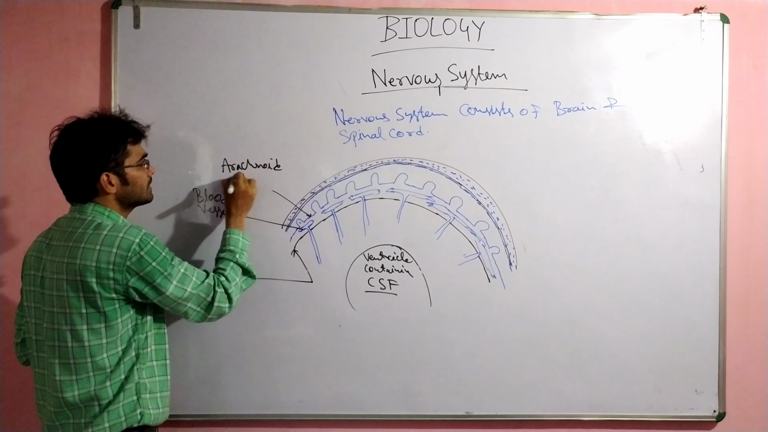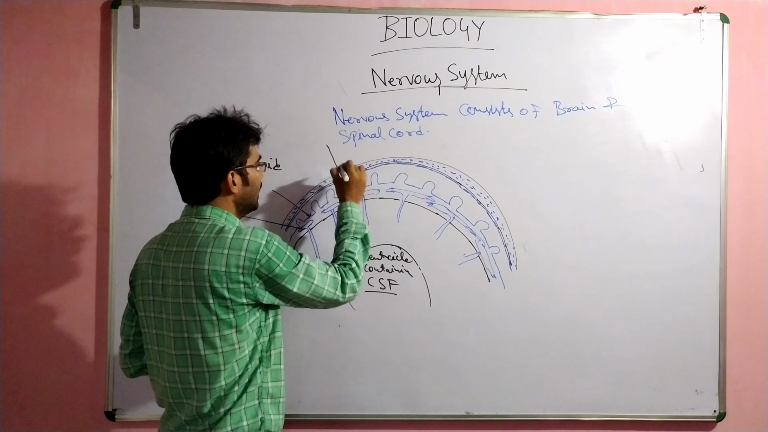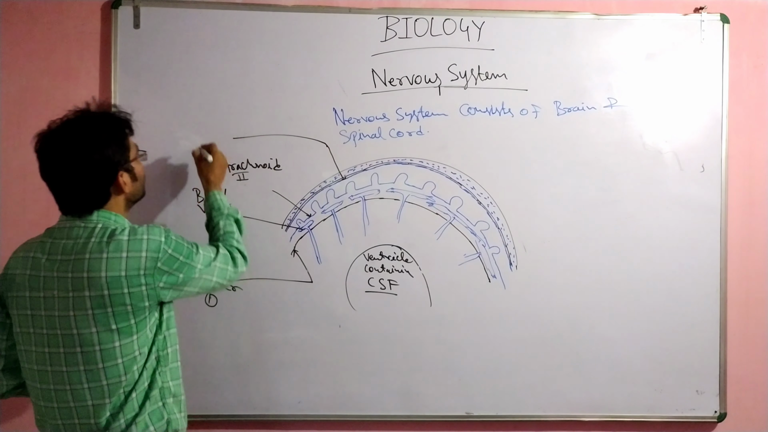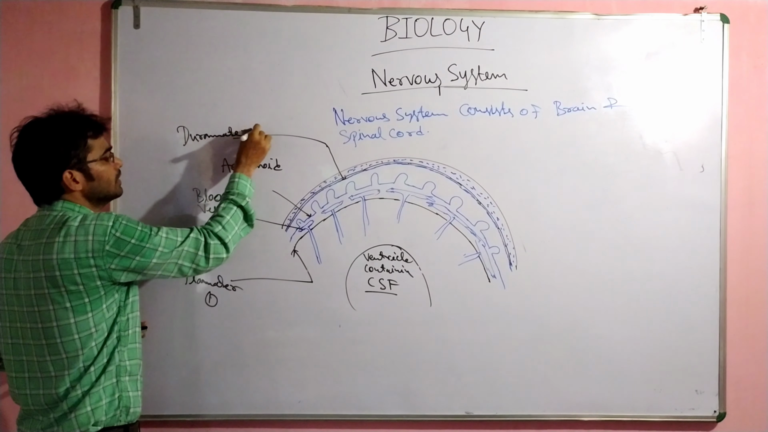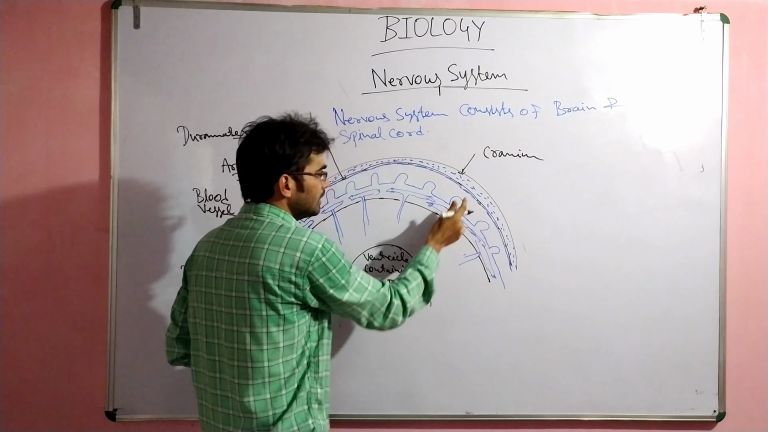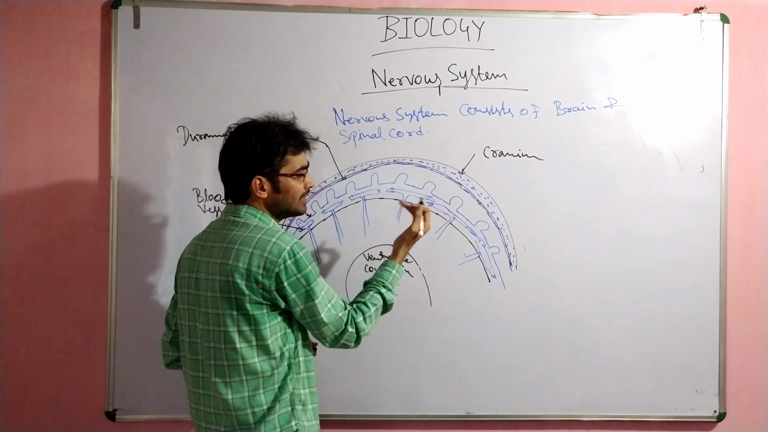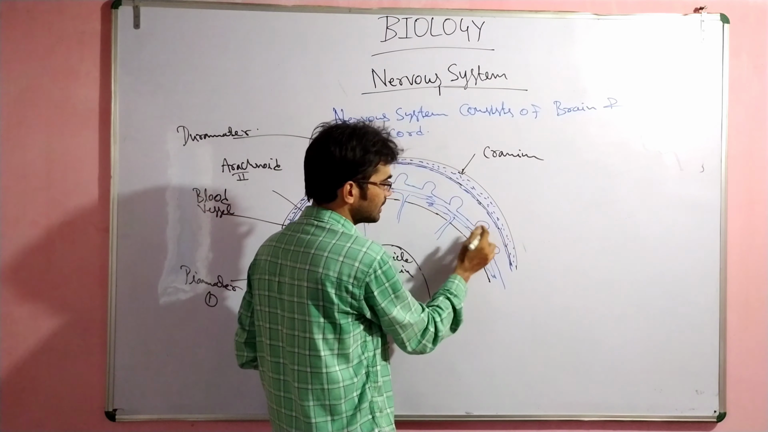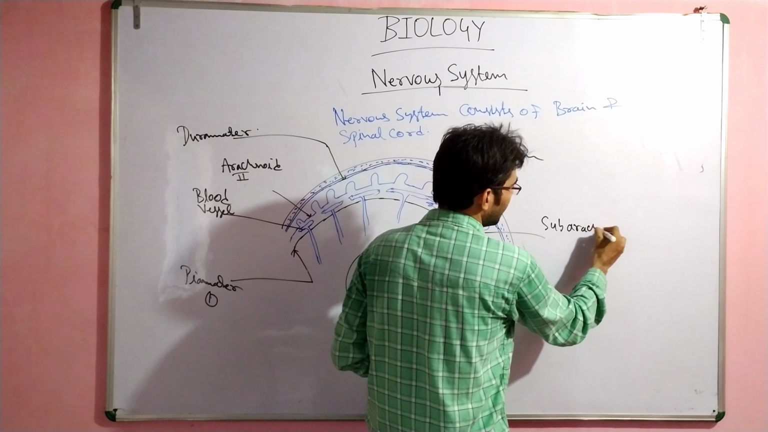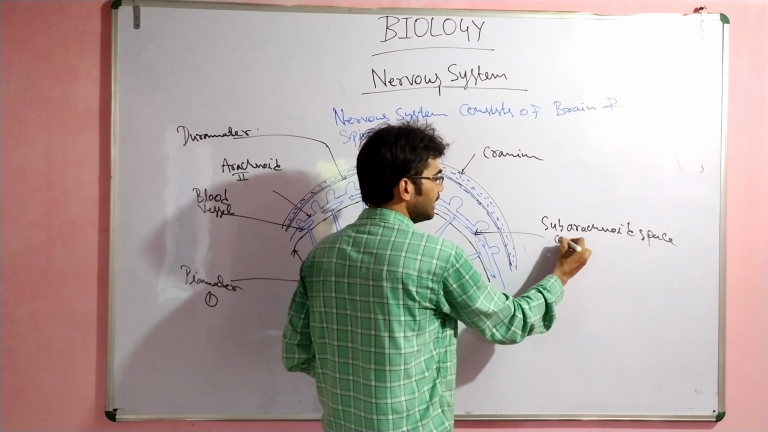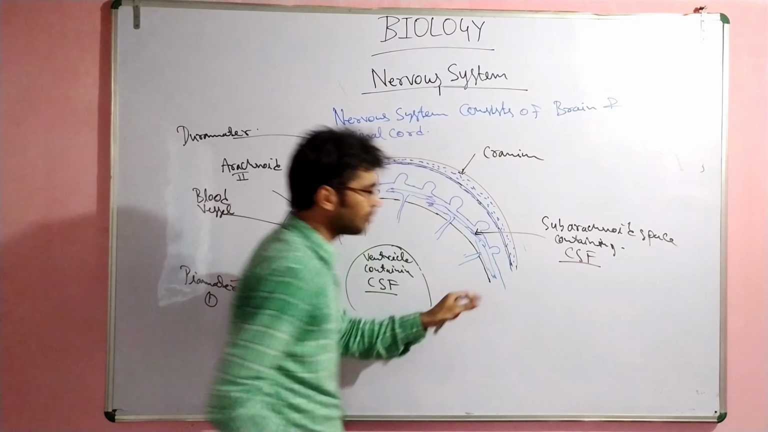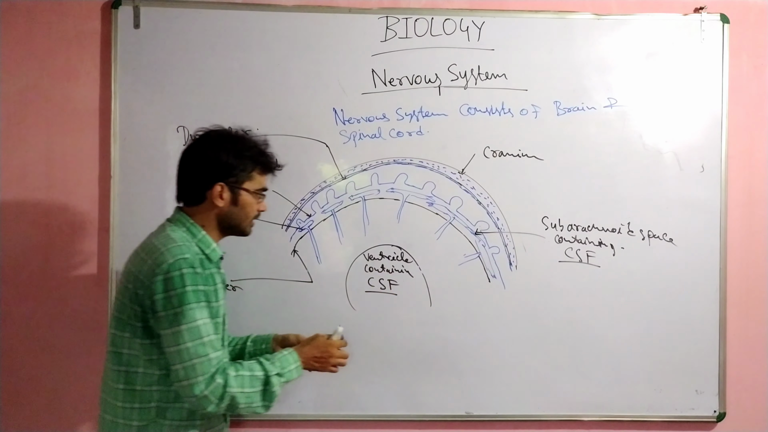Arachnoid meninx. It is the second one. And the third and toughest of all the meninx is the dura mater. And this is the cranium. This is the web-like structure. The webby structure contains the CSF, the cerebrospinal fluid. This space, subarachnoid space, contains CSF, cerebrospinal fluid.